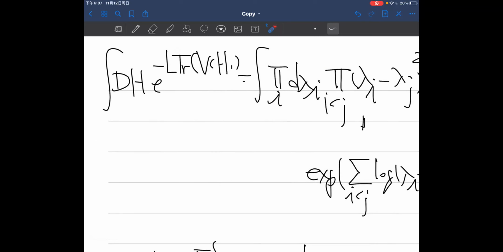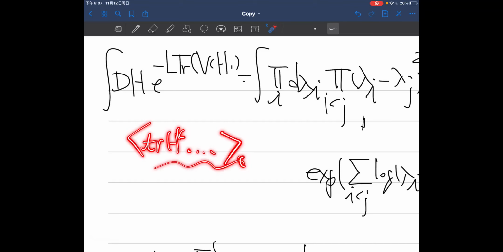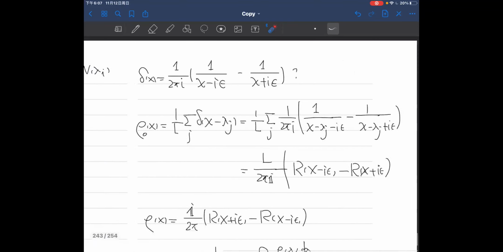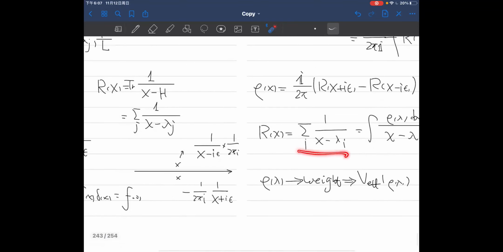Then our target is to calculate the correlation function. But for the matrix model, what we want to calculate is just the trace of H^k, or something like this. We want to calculate this. We can denote a generating function for this thing that is R. That is called R. Let me see it here.